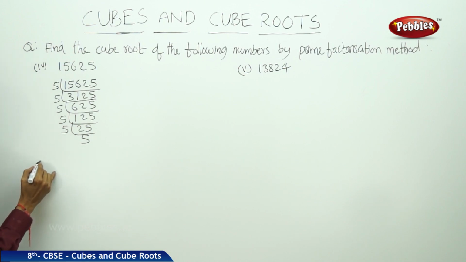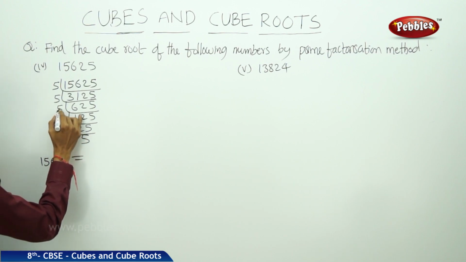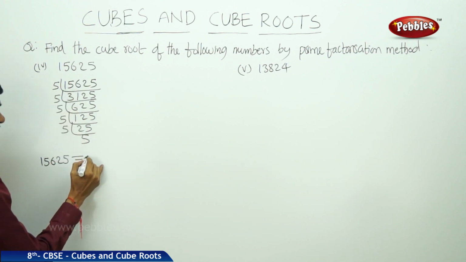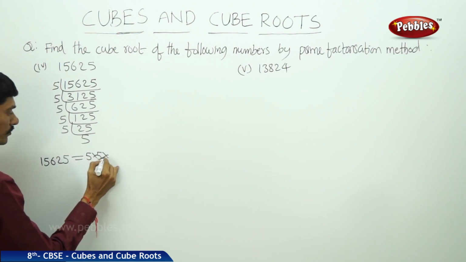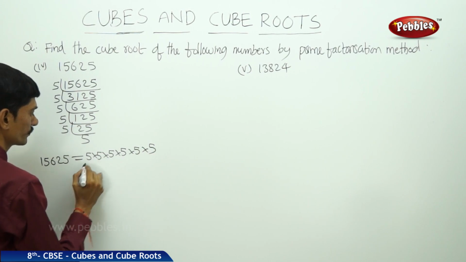Now 15,625 equals 5 into 5 into 5 into 5 into 5 into 5, six 5s in all.